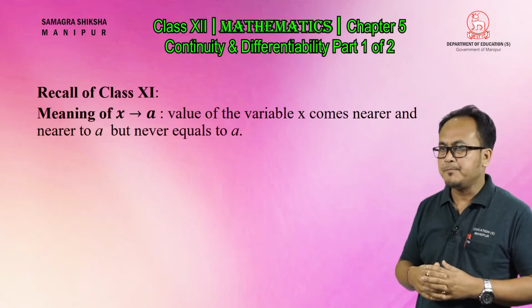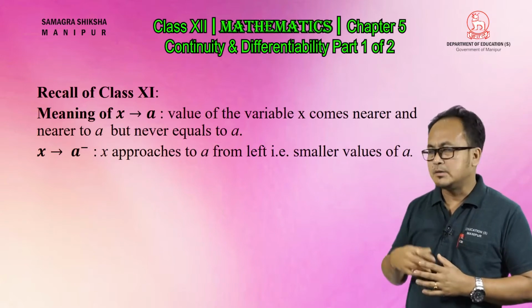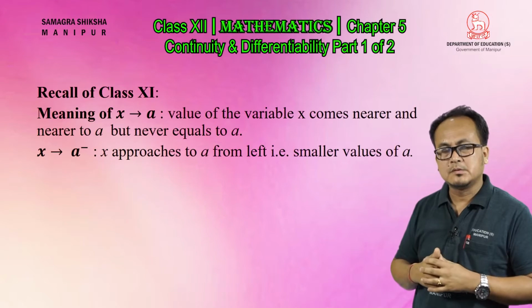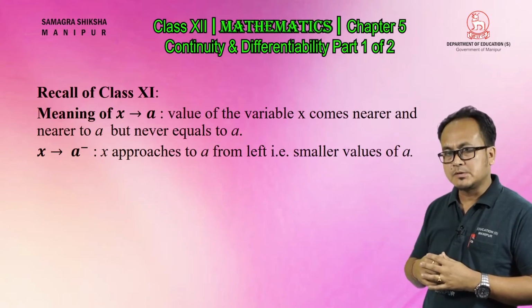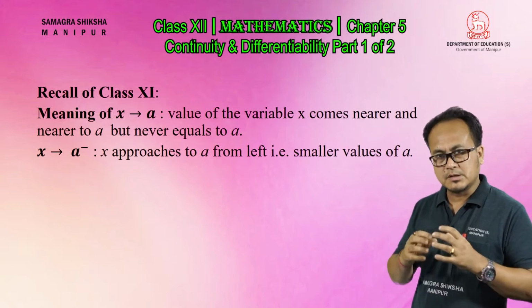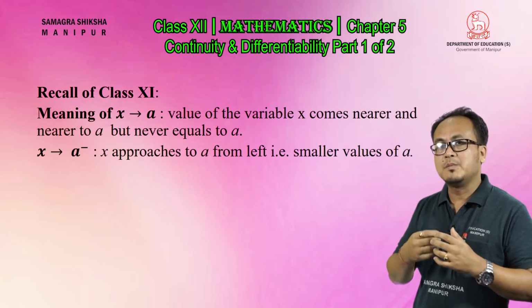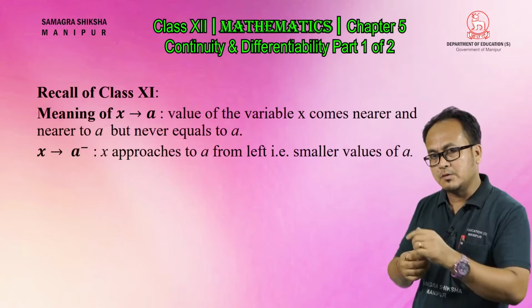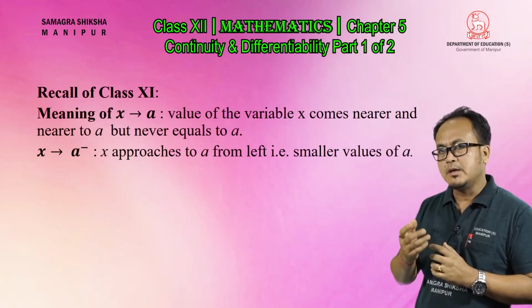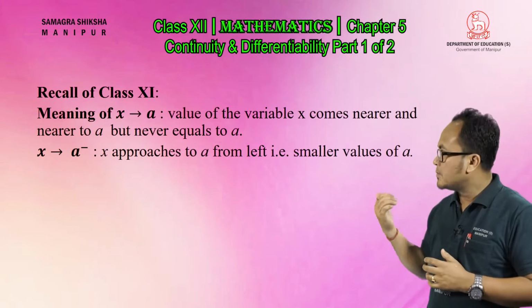First, x tends to a minus, which is called the left hand approach. Here x approaches a from the left, that is, from smaller values of a. The value of x comes closer to a from values smaller than a.